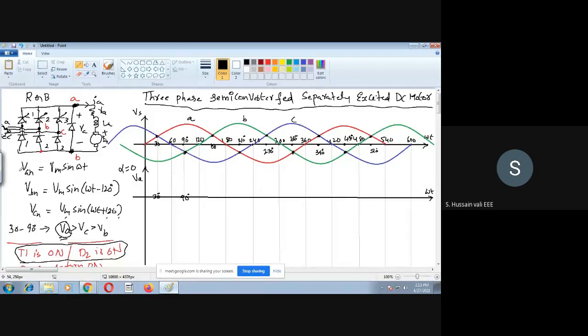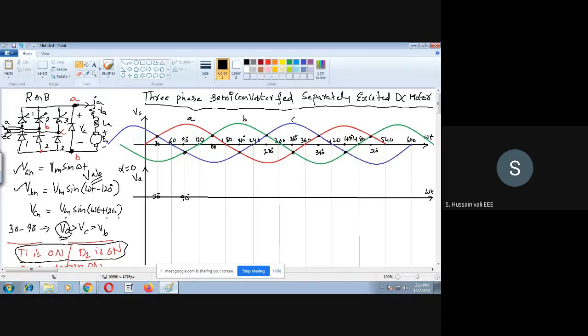So what is VAB? VAN is a sinusoidal voltage, VBN is also a sinusoidal voltage. The difference of these two, VAN minus VBN, is nothing but the line voltage VAB. You might know this yourself from the previous three-phase analysis. So it is also sinusoidal.